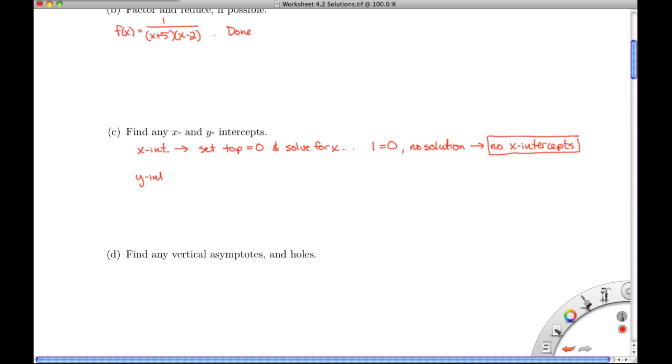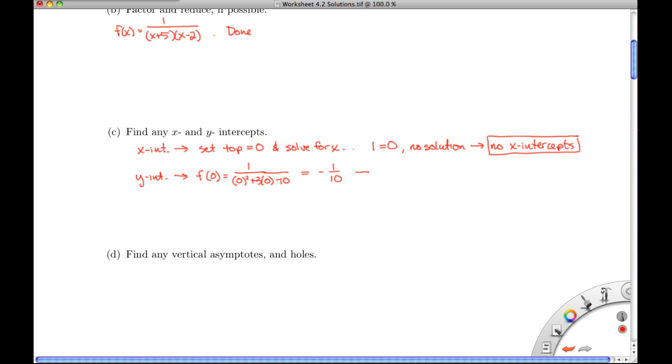Y-intercepts. So we've been doing this for a long time now. We know that the easiest way to find y-intercepts is to take our function and just evaluate it at x equals 0. It really doesn't matter whether you use the simplified or the unsimplified version. In this case, it's the same thing. So we'd go ahead and plug 0 in for x. So that'd be 1 divided by 0 squared plus 3 times 0, and then minus 10. So in the end, this reduces down to -1/10.